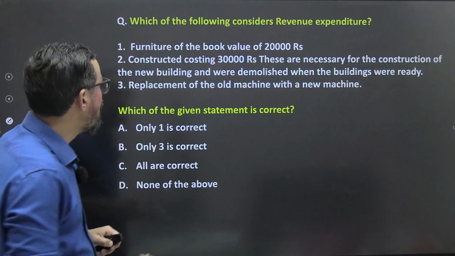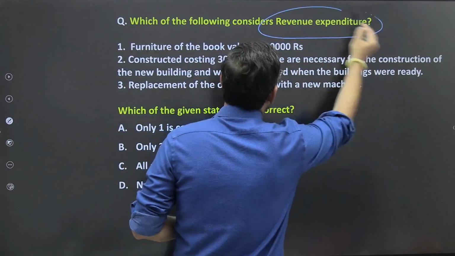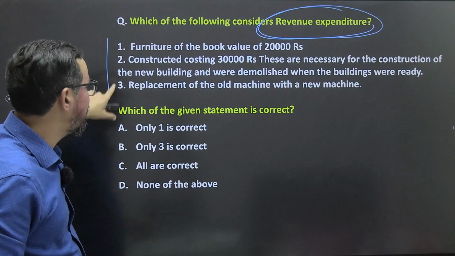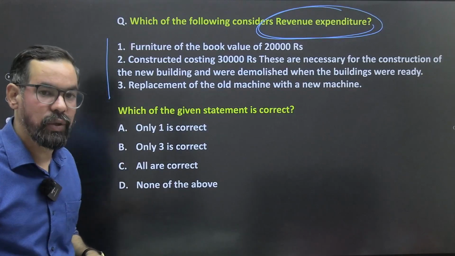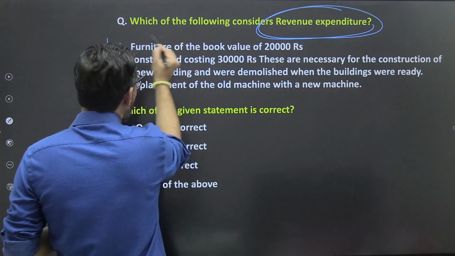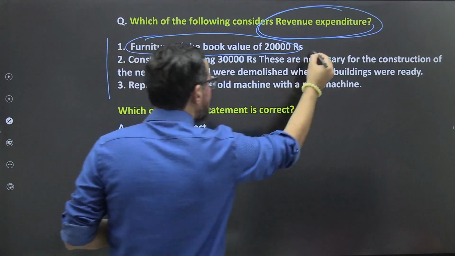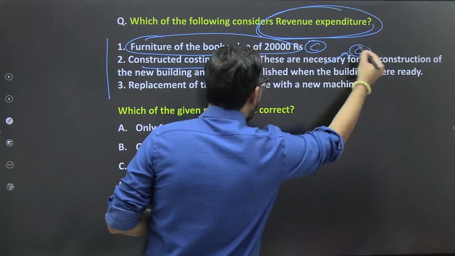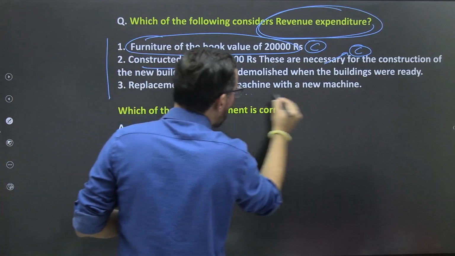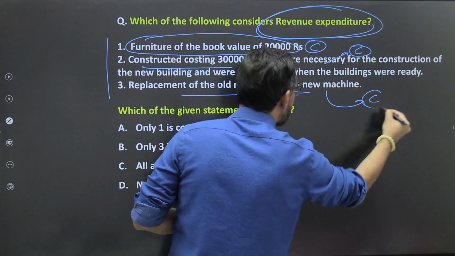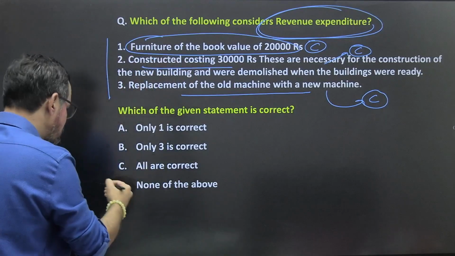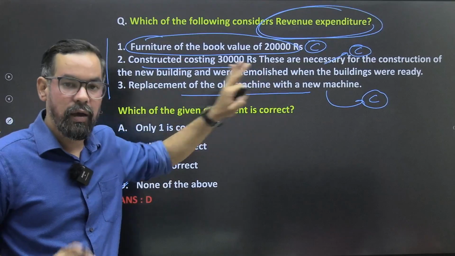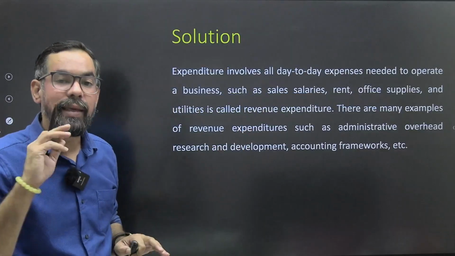Next one. Which of the following is considered as revenue expenditure? This kind of question you can get for 1 mark. You have been given 3 statements and you have to find out which statement is related to revenue expenditure. Furniture, we have purchased furniture worth 20,000. This is capital expenditure. Construction cost 30,000, again capital expenditure. Replacement of old machine with new machine, this is also capital expenditure. That means your answer will be none. So D will be the right answer for this particular question, because all the three given expenditures are accounted as capital expenditure.